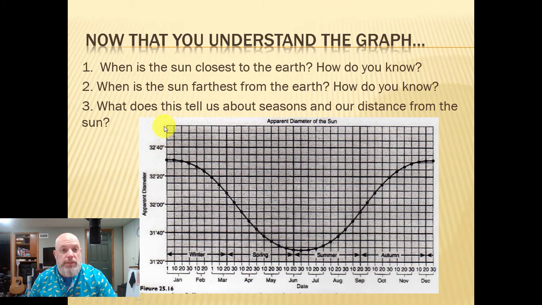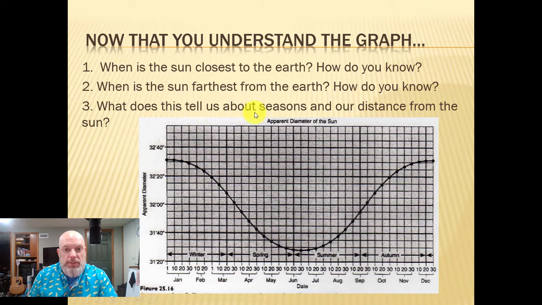So, what this tells us is this, or when is the sun closest to the Earth? When it's largest, right? We know as things get closer, they look larger. So, it's appearing to be largest here, January, December, so in the winter time. When is the sun farthest from the Earth? Right here, end of spring going into the summer, because it's when it looks the smallest.